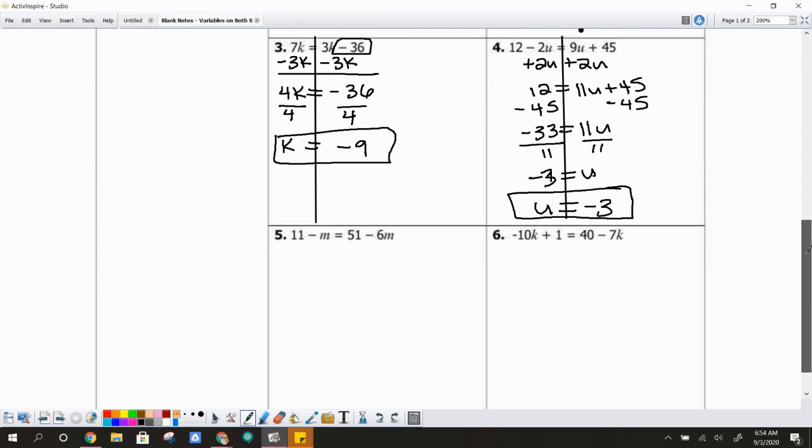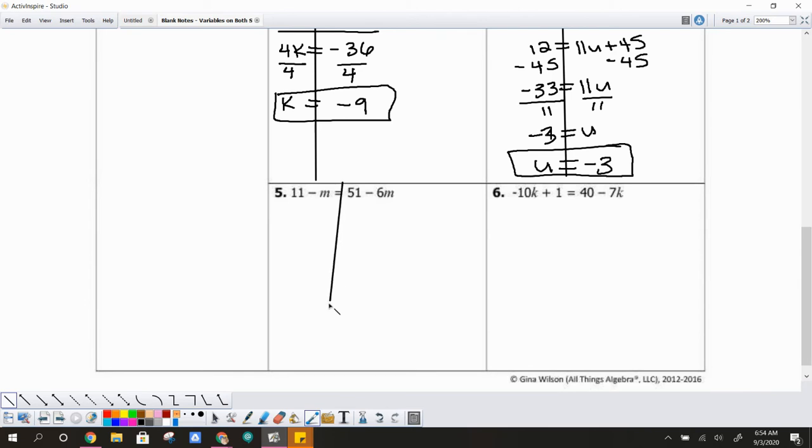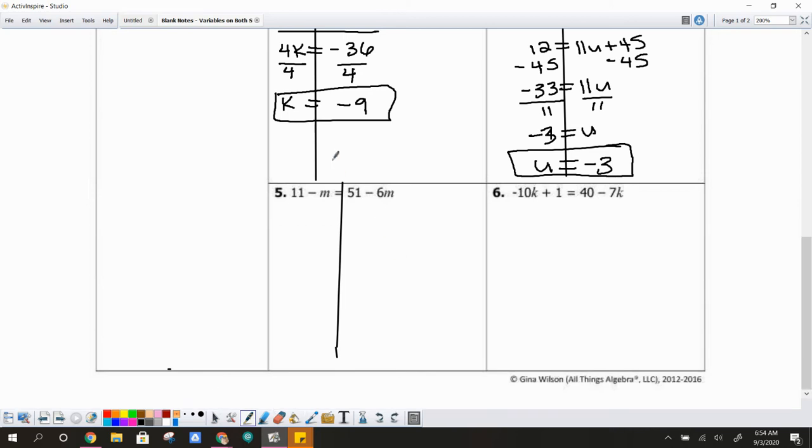All right, for number 5, you should have already tried this one. So there's nothing to distribute, there's nothing to combine, so we're going straight into moving the variables. So my smaller one here is the -6. I'm going to add 6m to both sides. So I have 11 plus 5m, because remember that's a -1, equals 51. Now I can just solve it. So I have 5m equals 40. Divide both sides by 5. And m equals 8.